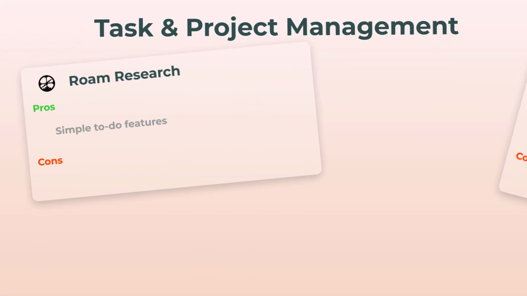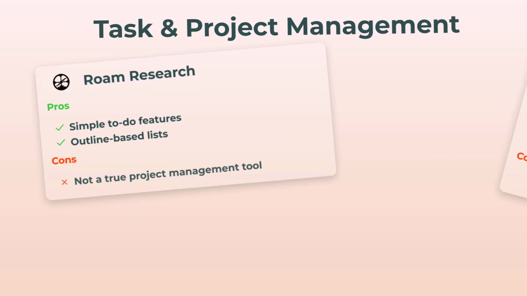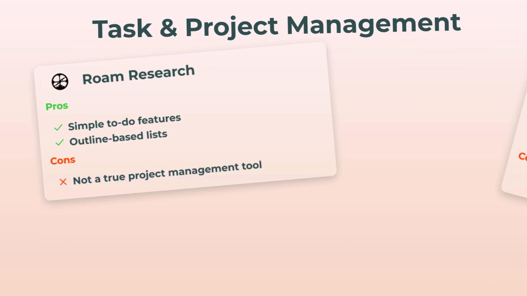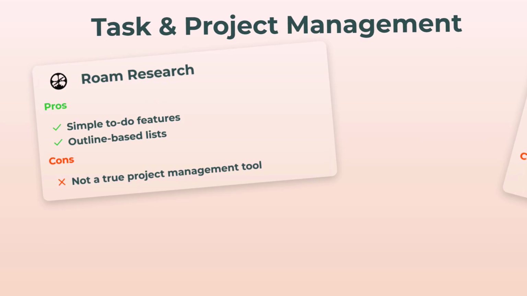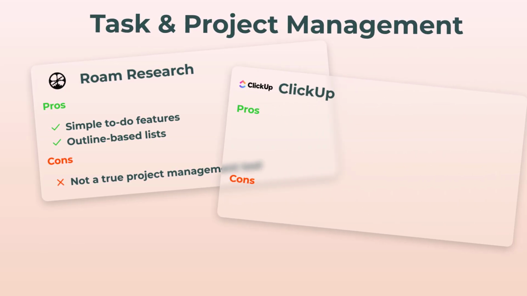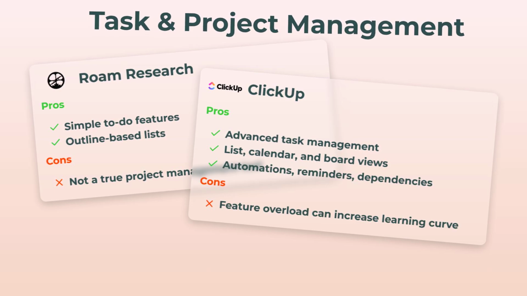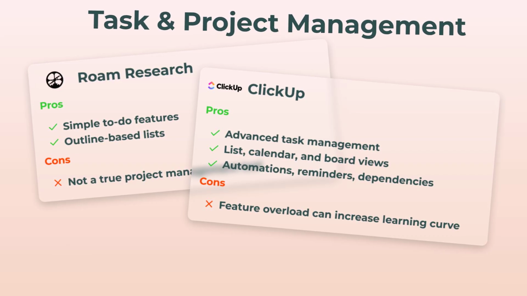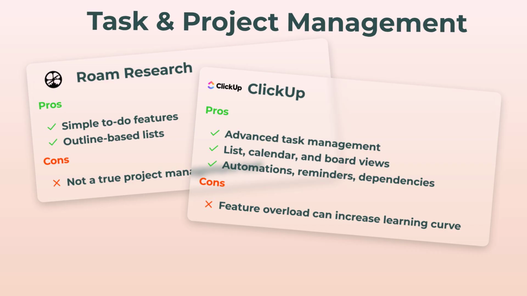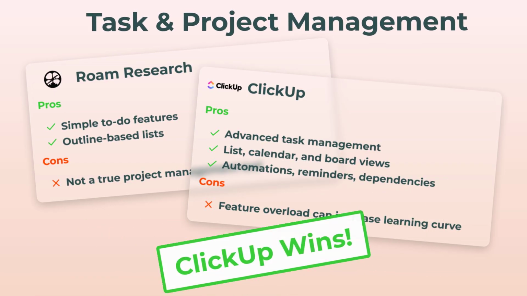Now, task and project management, this is where things flip. Roam does the basic to-dos and list outlines, which is honestly fine if you just want a simple checklist in your notes, but it's not for launching big projects. Let's be real. ClickUp shines here. You get everything from board views to calendars, automations, reminders, dependencies, the works. You could probably run a startup on it. Of course, with all those features, there's a bit of overwhelm land. But for project management, ClickUp wins this by a mile.